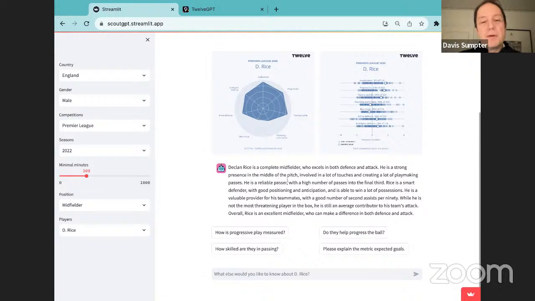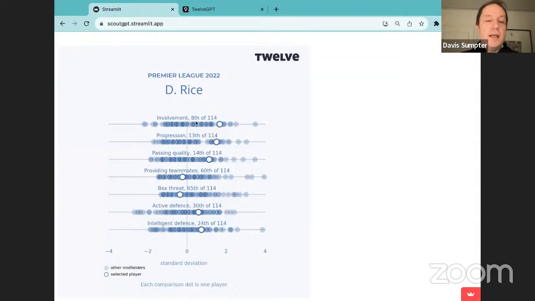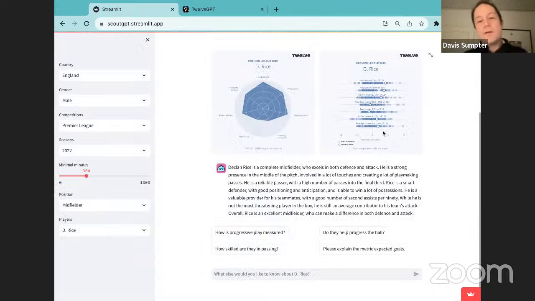So how is this built up? The structure is that we want to summarize the player. We first have an overall summary of the player. Then we get into the details, and the details refer to this chart here, where you can see how Rice compares to the rest of the league. This is his involvement, his progression of the ball. Involvement, he's 8th. Progression, he's 13 out of 114. You can see he's a bit lower on providing for teammates and box threat, and you actually saw that in the way the text came out. And again, he's very well ranked in active defense and intelligent defense. All of those attributes are described and summarized in the text.